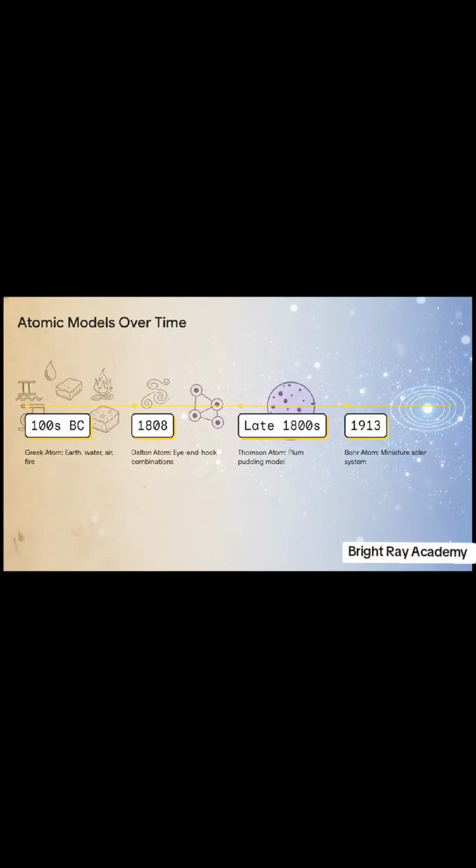Then, by the late 1800s, J.J. Thomson gave us the surprisingly delicious-sounding plum pudding model. He visualized negatively charged electrons as the plums just stuck in this shapeless blob of positive electrification. And finally, in 1913, Niels Bohr introduced the miniature solar system model. Now, obviously, modern quantum mechanics goes a lot deeper today, but the Bohr model is still the absolute best, most practical way for us to picture the atom in our field.